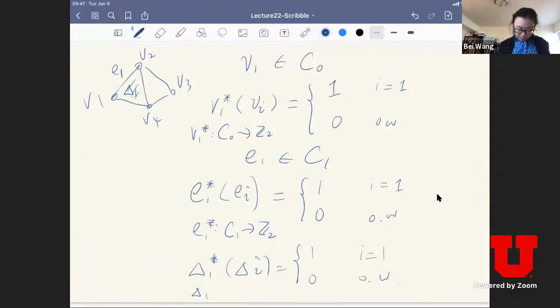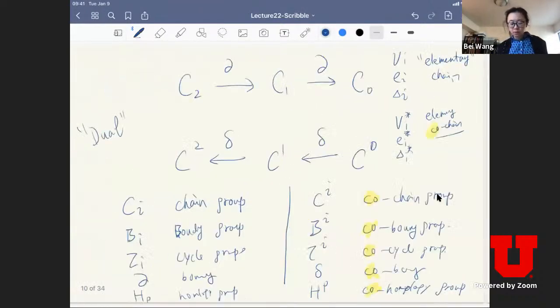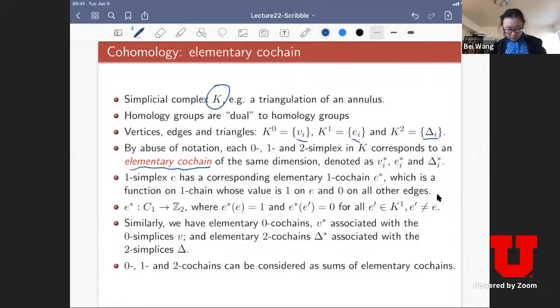Right? So delta 1 star is taking elements into 2 chain and map it to integer. Okay? That's what it does. And now, what's the difference between elementary chain and elementary cochain? Elementary chain is vertices, edges, and triangles. And elementary cochains are functions that take the chain and map it to an integer.